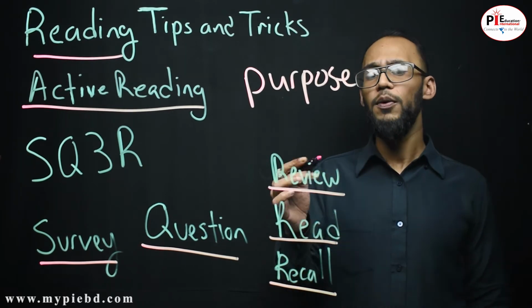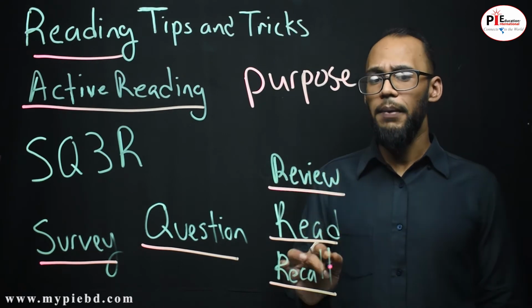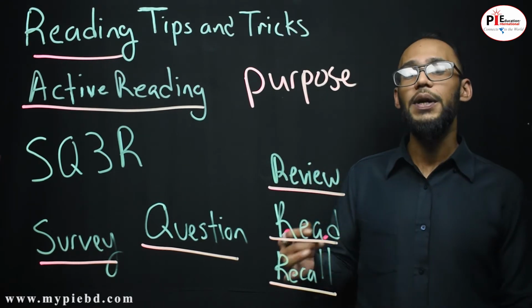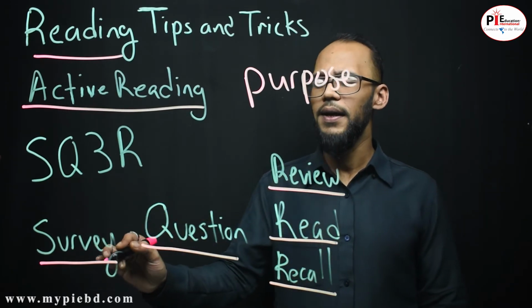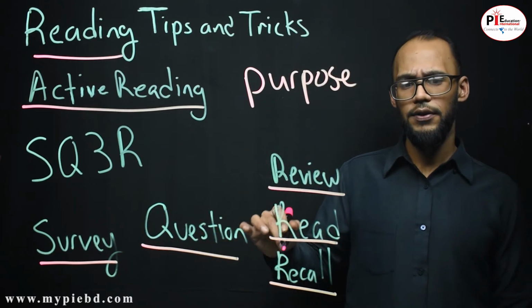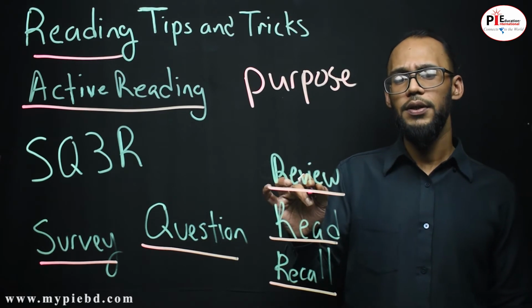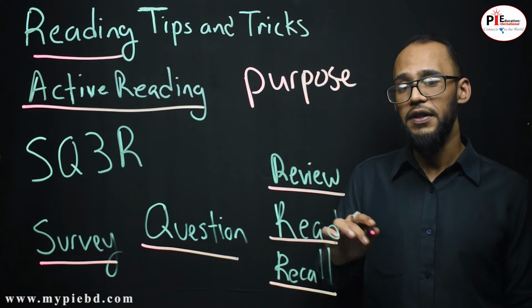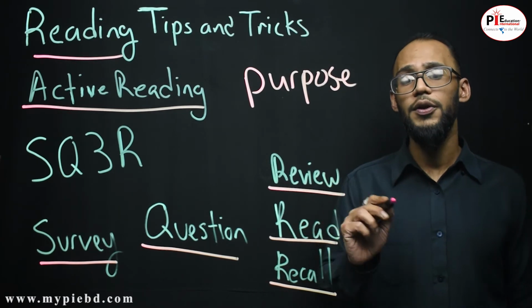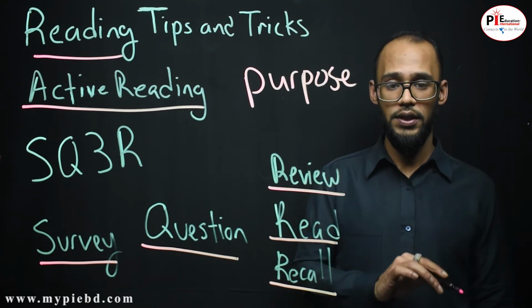The next one, review. Review the information that you have just gathered from reading the passage. How much of this makes sense to you? Does it add up to the survey? Does it make sense to the questions you've asked yourself? Review the information and try to get a general, clear-cut understanding of the passage. And this is the step where you can kind of start doing the first questions.